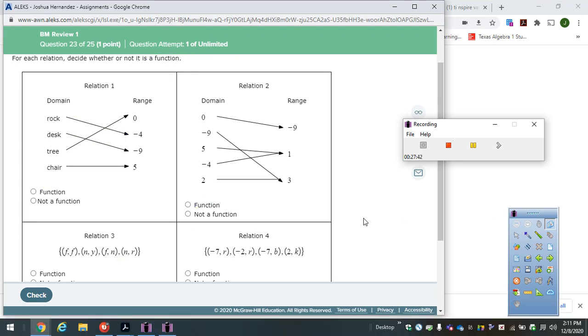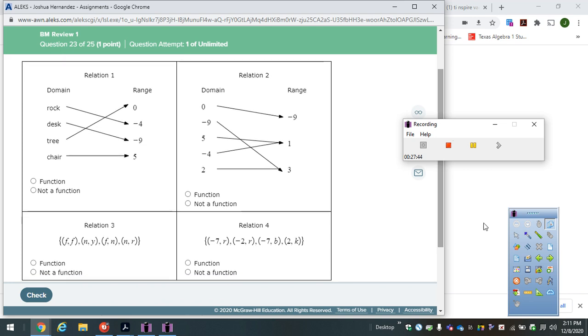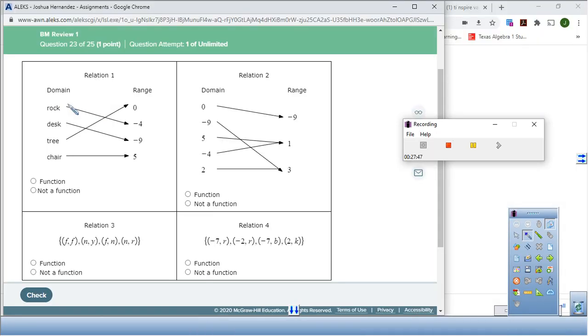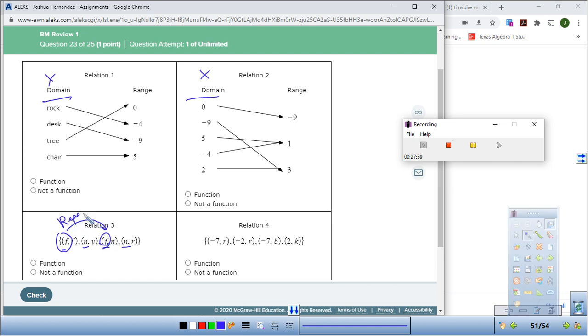If you look at your domains and your ranges, your domains are your x values. These are your x values in the beginning. They cannot repeat. Since this one repeats, it's not a function. Let me see this one. I don't care about the y's. I really don't. I just look at the x's. See, this repeats? Not a function.